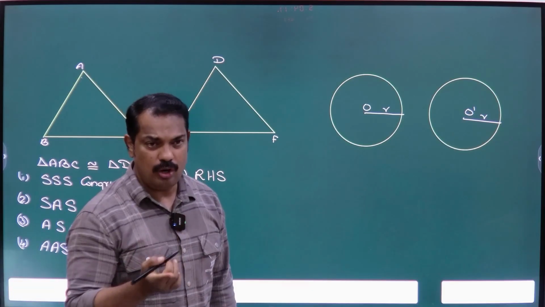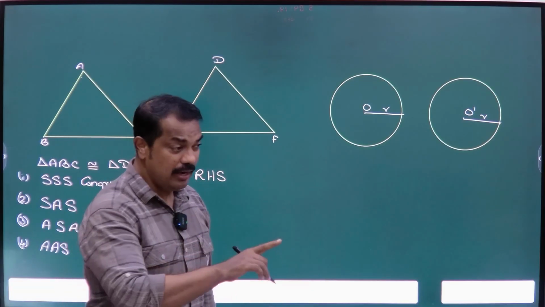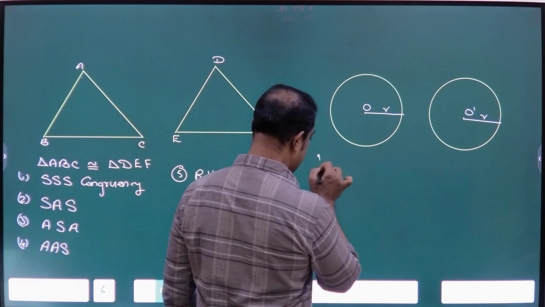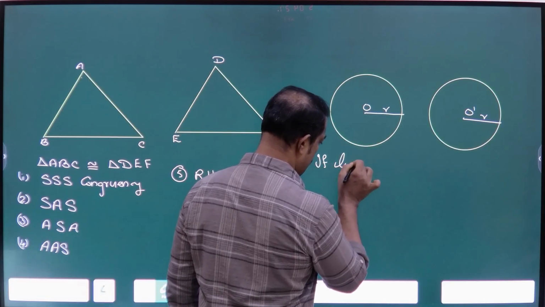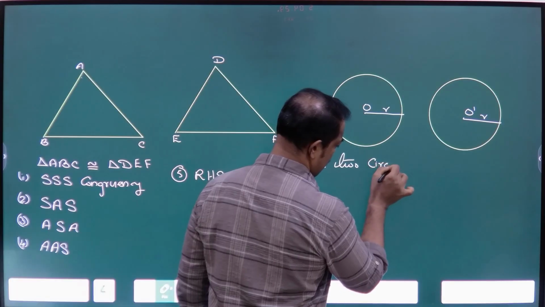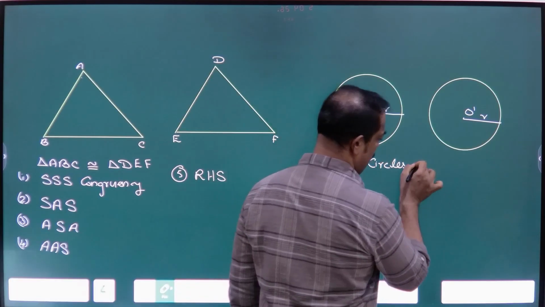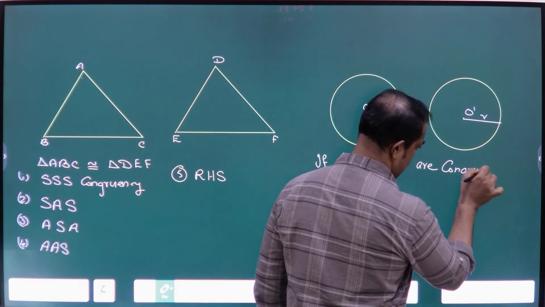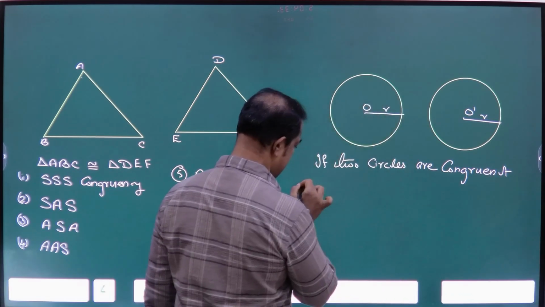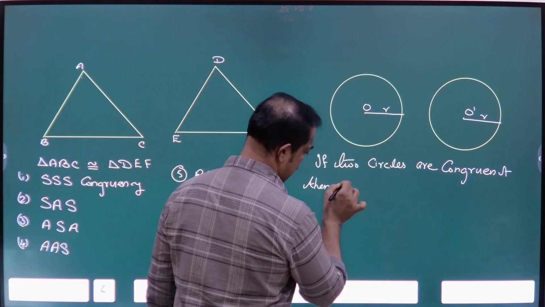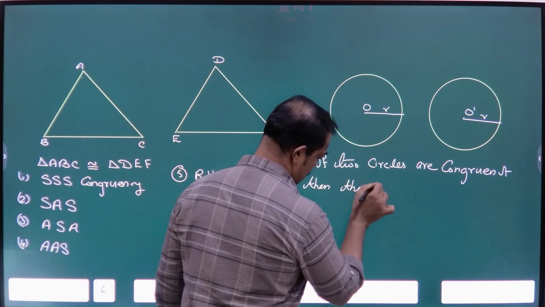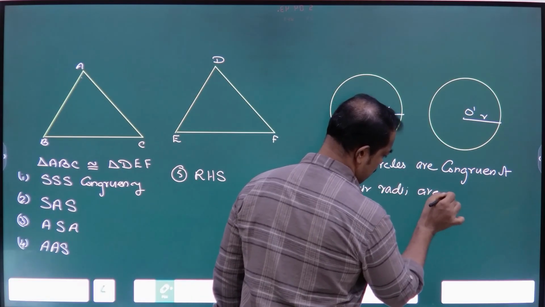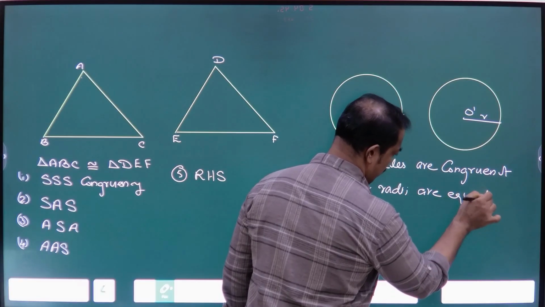अगर two circles are congruent, इसका मतलब क्या है? The radii are equal. If two circles are congruent, then their radii are equal. Very, very important point.